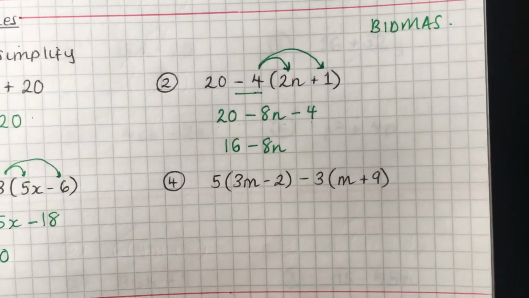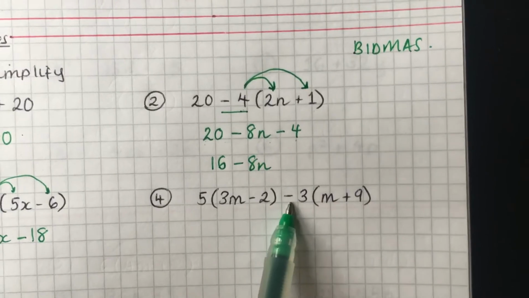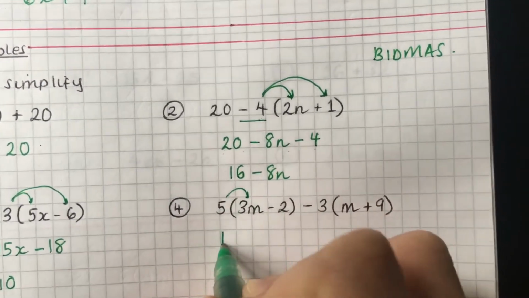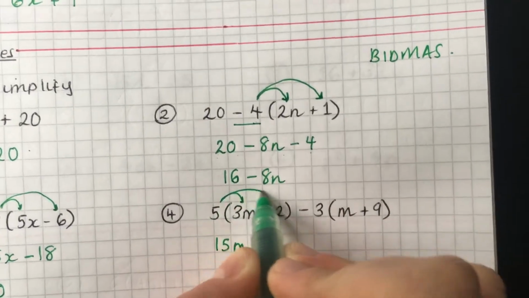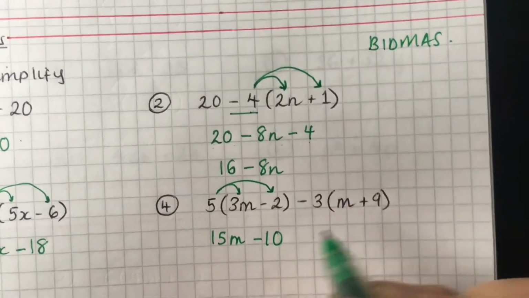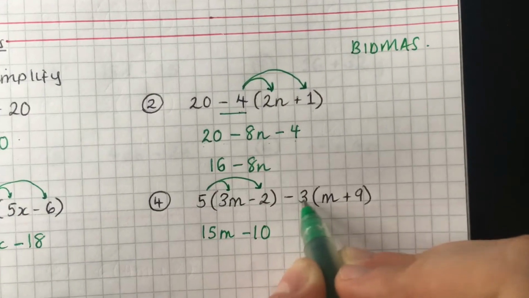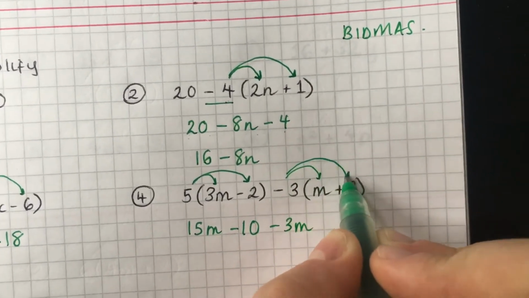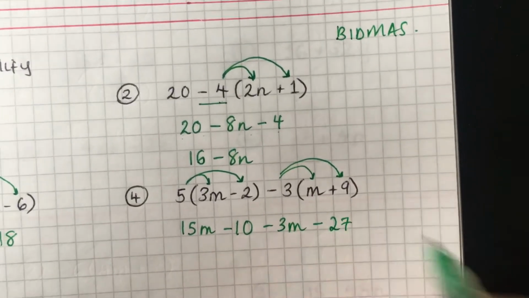Question 4 is quite similar, but you should be careful of this minus in the middle, but we'll come to that in a second. First thing you have to do is 5 times 3m is 15m. 5 times minus 2 is minus 10. Right, now we need to be careful. It's minus 3 times m. So you get minus 3m. And minus 3 times 9, which is minus 27.